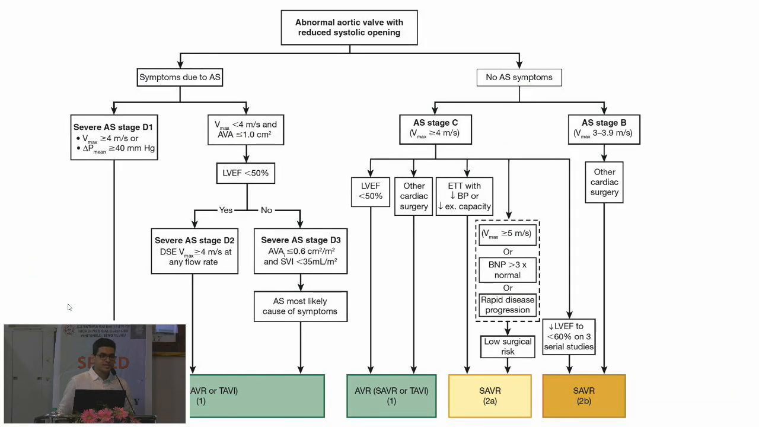Who are the class 1 indications for AVR? They are any stage D and class C2. In asymptomatic severe AS, you have some categories where you have raised BNP, or what they call very severe AS, or gradient more than 60, then they are class 2 indications.